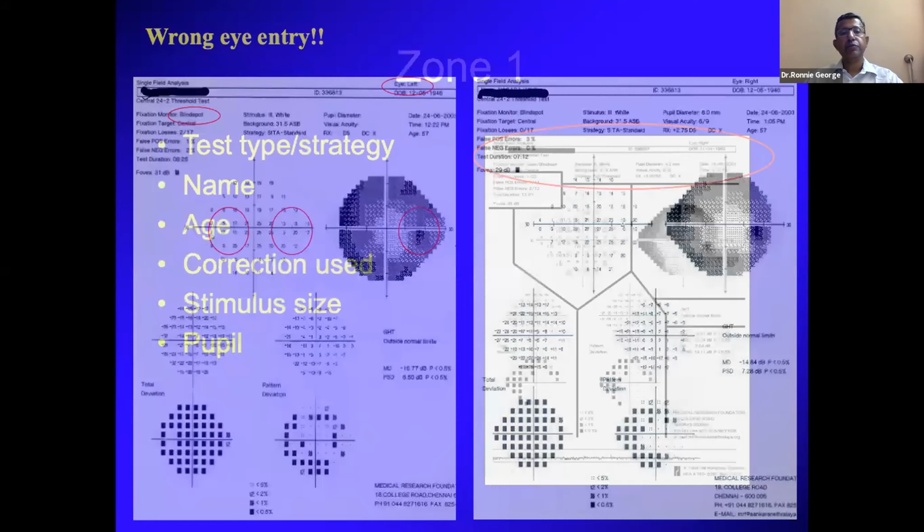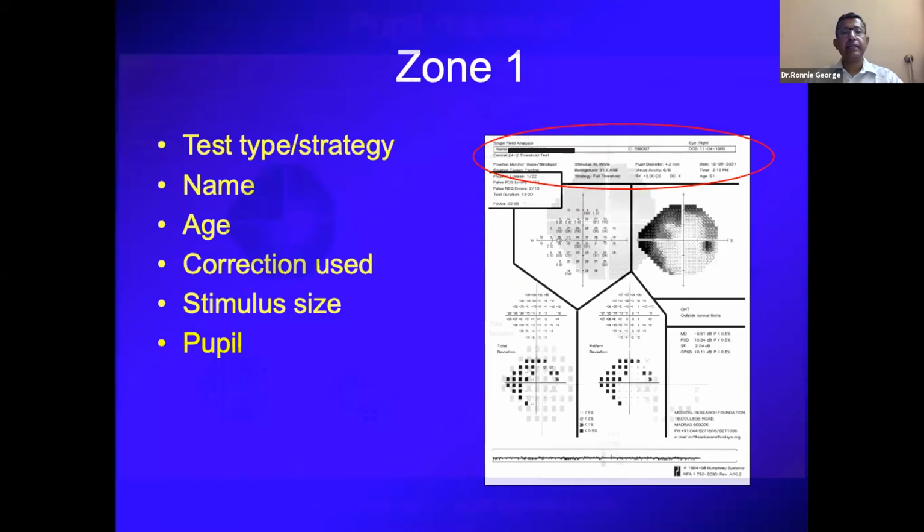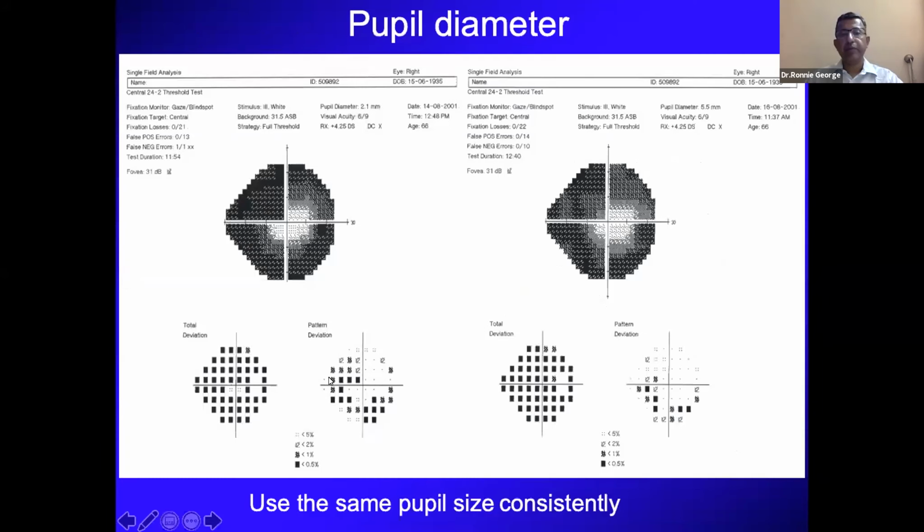In terms of coming back to Zone 1, the other thing that we need to look at is pupil diameter. If you look at this visual field, you can see that there's a fair amount of peripheral defects there, and they're much less over here. This is because this was done with a 2.1 millimeter pupil, and this was done with a 5.5 millimeter pupil. When you're doing visual fields, you should use at least a 3 millimeter pupil size in order to do a field. Otherwise, you can get additional edge defects.